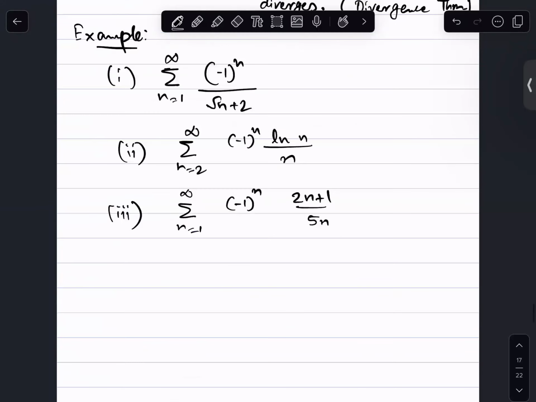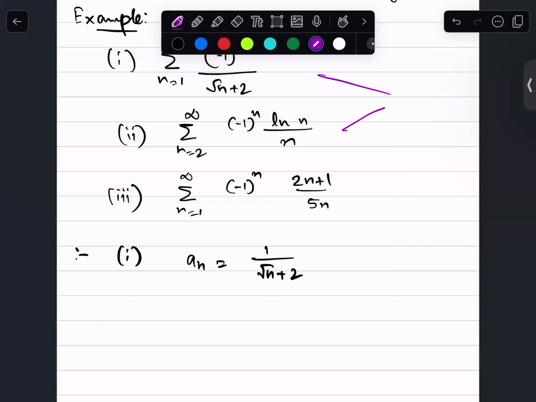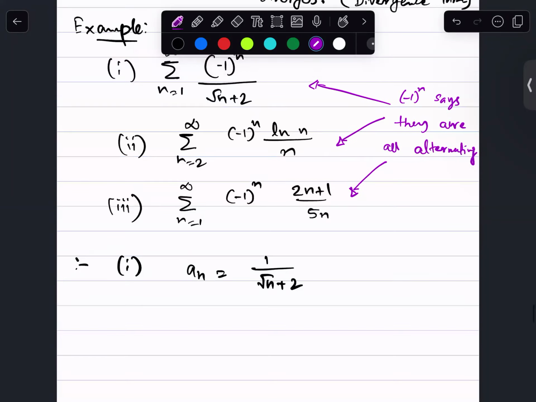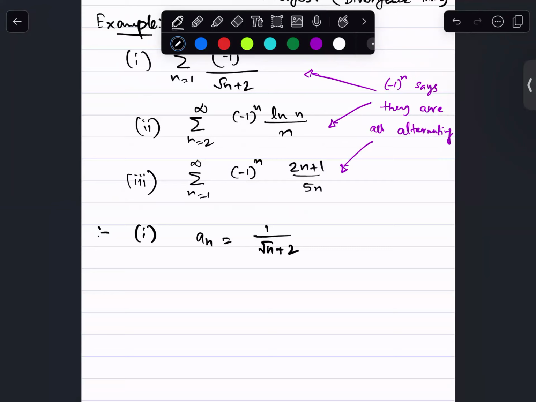Okay, cool. Examples. So here we'll talk about these 3 examples. In the first example, I have an to be 1 over square root of n plus 2, right? In all of these three, the (-1) to the n says they are all alternating. Therefore, we can use the alternating series test. So here in the first example, my an is 1 over square root of n plus 2. So you can easily check that an is decreasing.